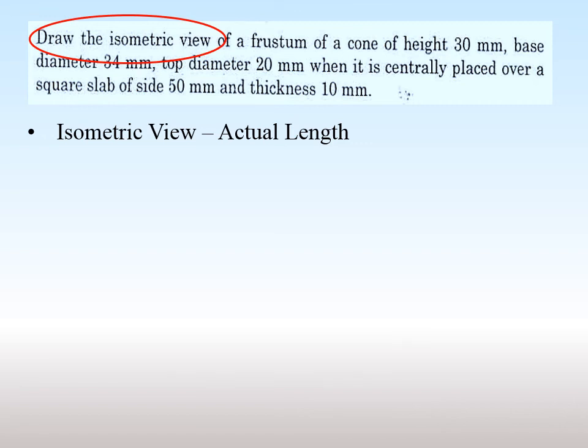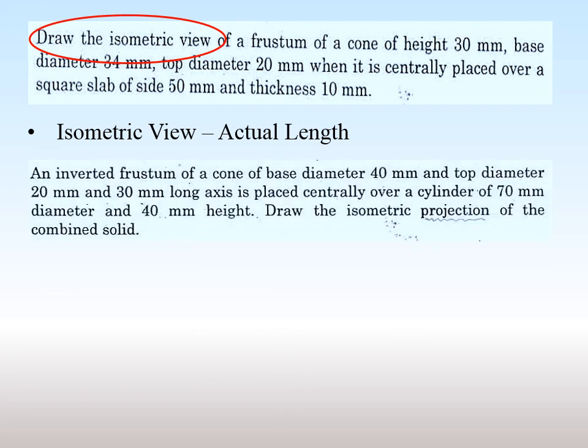There is another kind of problem like this. Here you can read the last line of this problem. Draw the isometric projection of a combined solid. Here you have to be very careful. If the problem contains isometric projection, draw the isometric projection, it means you have to convert the length which is given in the problem to isometric length. Then only you have to solve the problem.